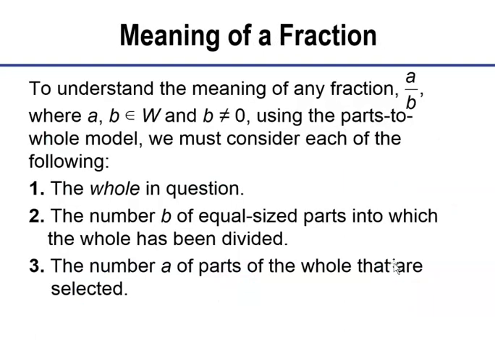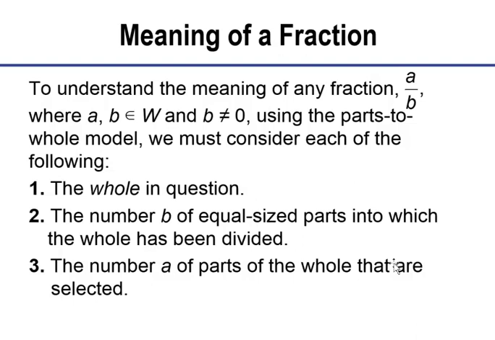The meaning of a fraction. To understand the meaning of any fraction, A divided by B or A over B, where A and B are elements of the whole numbers. Remember, the whole numbers are 0, 1, 2, 3, 4, 5, and B can never be 0. Because remember, rational really is a division problem, so you're dividing by that denominator. So 0 parts of something doesn't make any sense anyway.